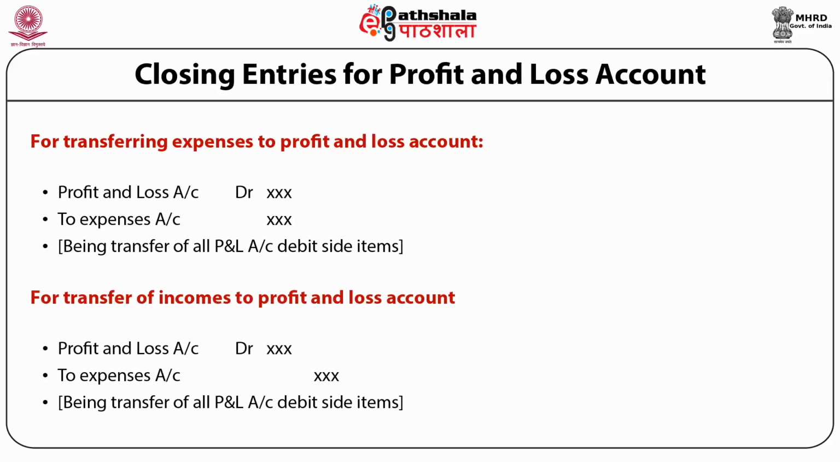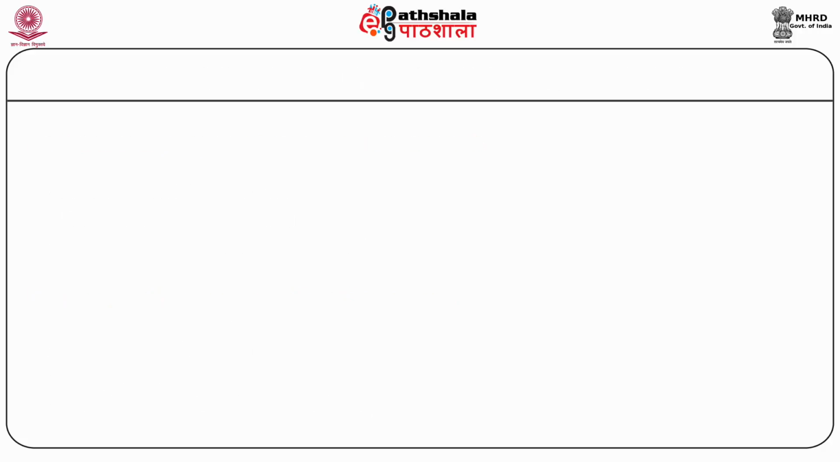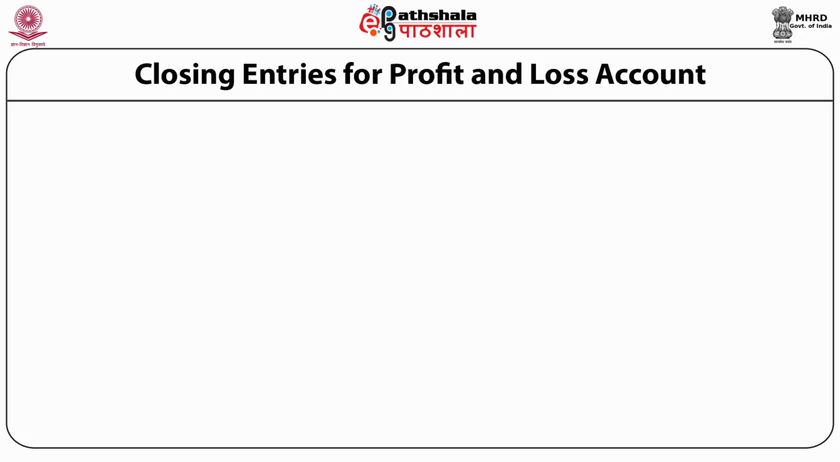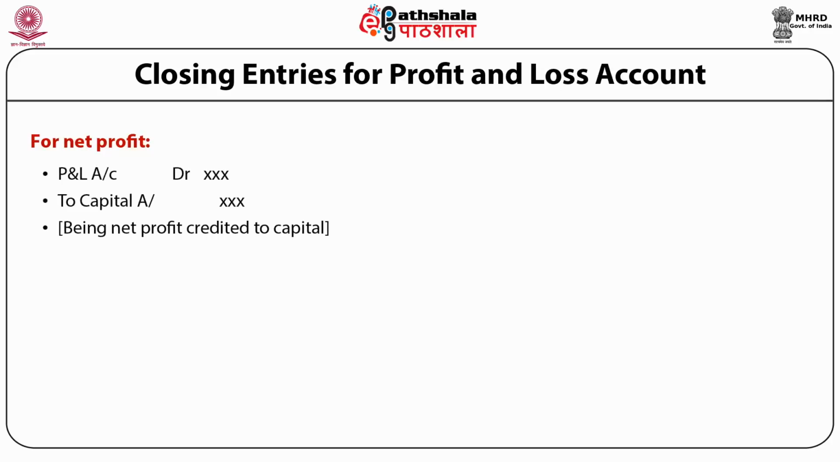As incomes are shown on the credit side of the profit and loss account, that's why the entry is incomes account debited to profit and loss account. The balancing figure of the profit and loss account will be net profit or net loss. For the purpose of net profit, the entry will be profit and loss account debited to capital account.